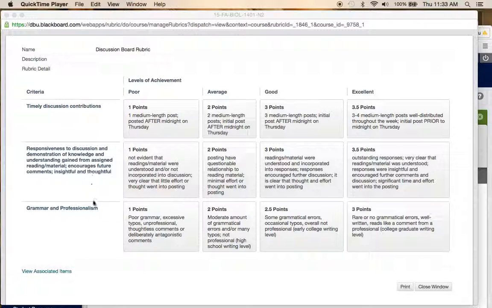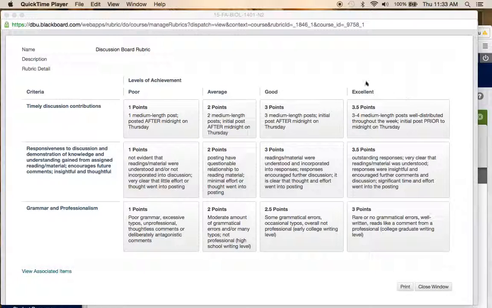So let's look at the criteria first. The 3 criteria. The first one has to do with when and how much you contribute to the discussion. So that criteria is called timely discussion contributions. Under the levels of achievement, the excellent category for 3.5 points is 3 to 4 medium-length posts that are well distributed throughout the week. And the initial post needs to be prior to midnight on Thursday.